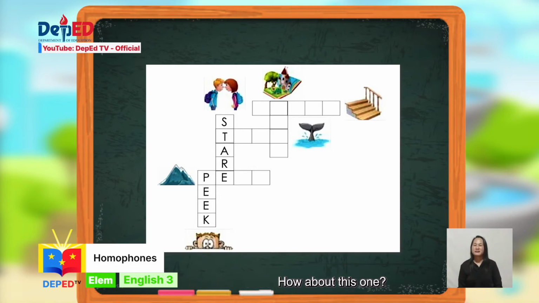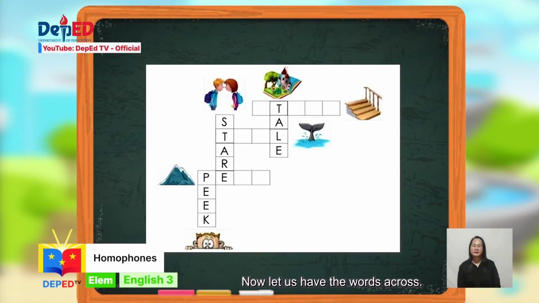How about this one? I think it's a storybook. What four-letter word is similar to the word story? You're right again. It's the word tale. T-A-L-E. Tale.